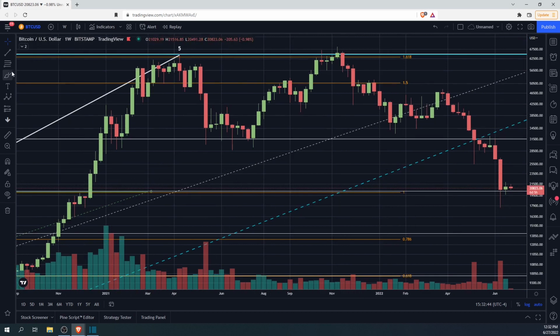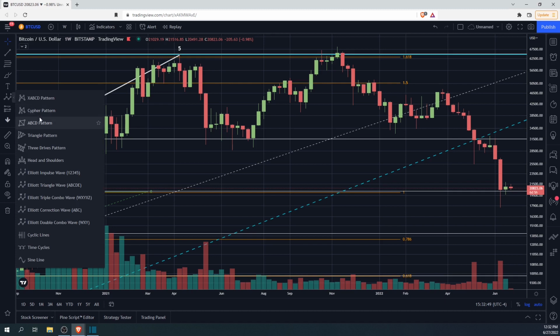So in this case, what we're looking at is we're going to take up our tools right here again, and we're going to come down here, and what we're looking for is an ABC pattern, which is our Elliott wave correction, ABC.